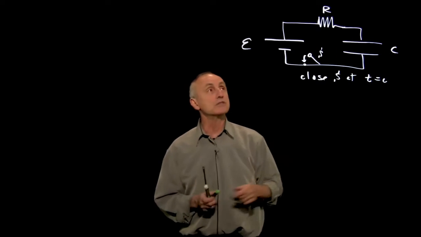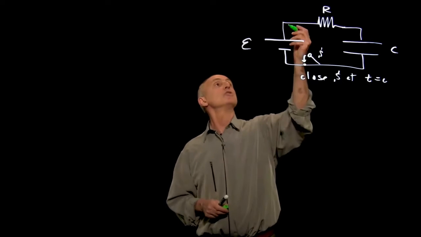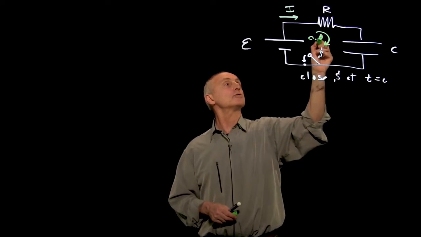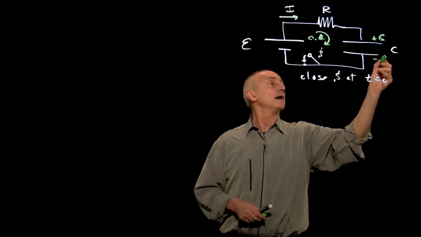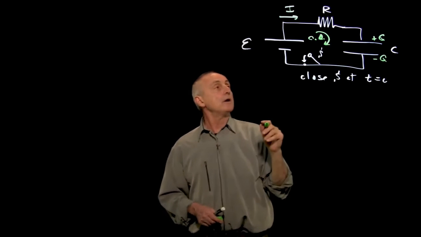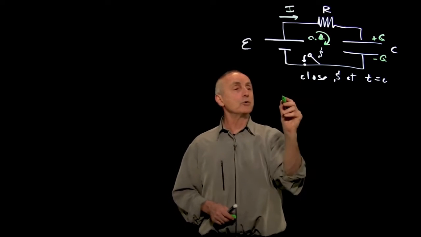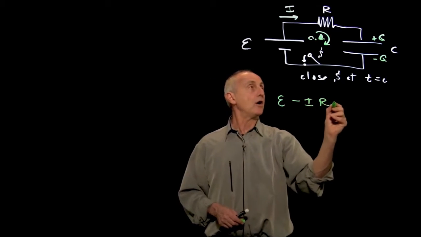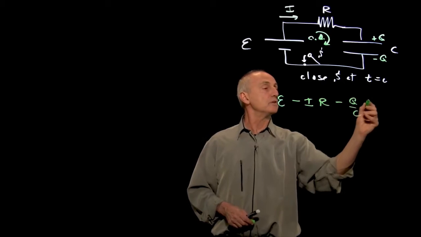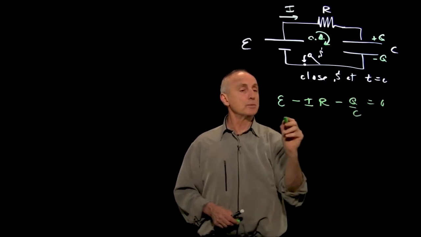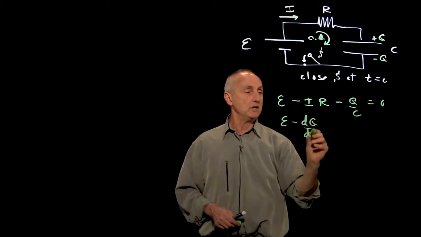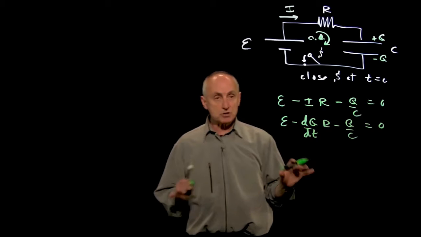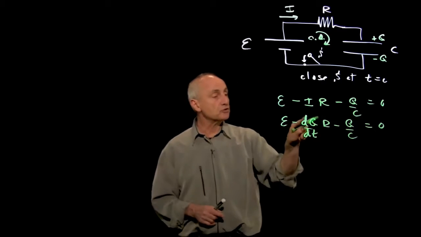The first thing we want to do is get the differential equation that defines this circuit. So again, we pick our conventions. We have a current, a circulation direction, a plus Q, and a minus Q. Now, we write out our circuit equation, which is the EMF as we cross the battery, minus IR, minus Q over C is 0. And because we're charging the capacitor, we have minus dQ/dt R minus Q over C is 0.